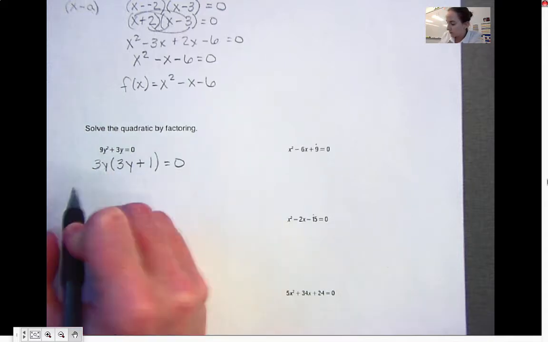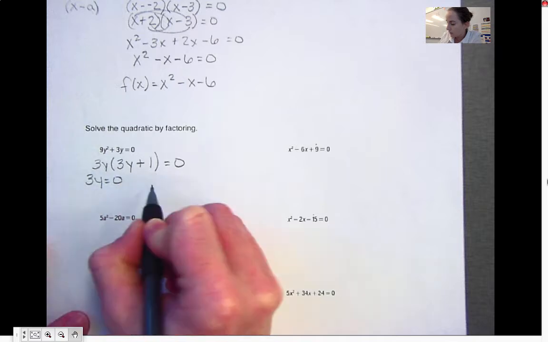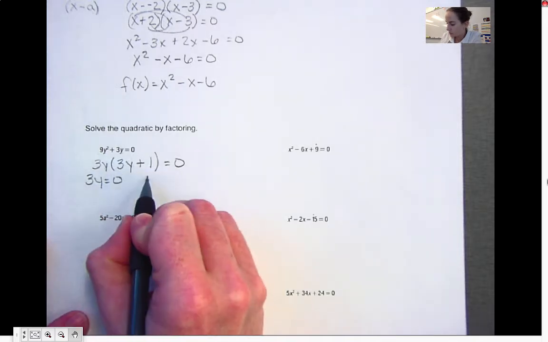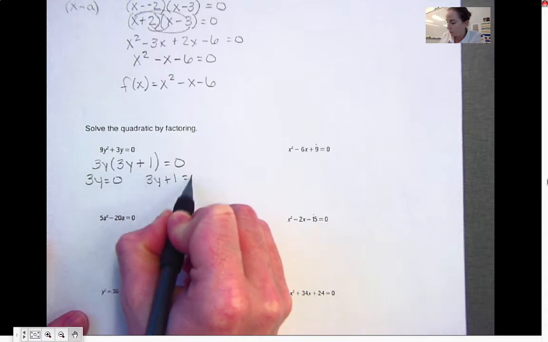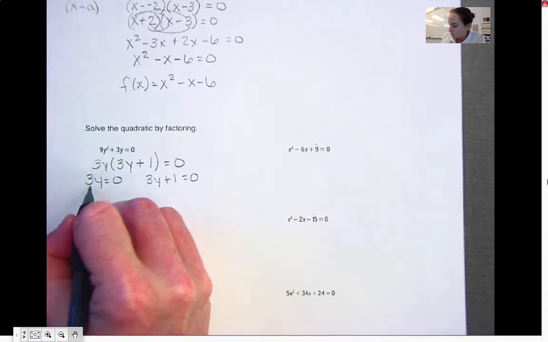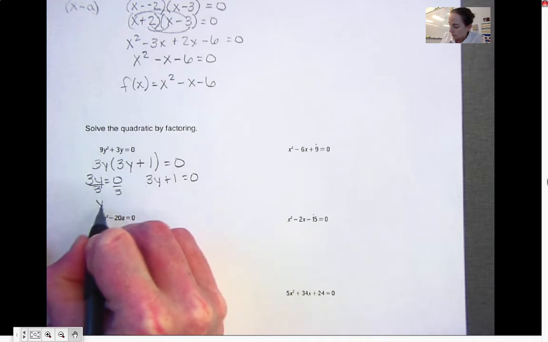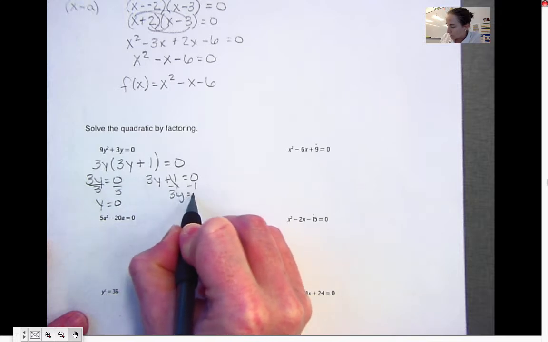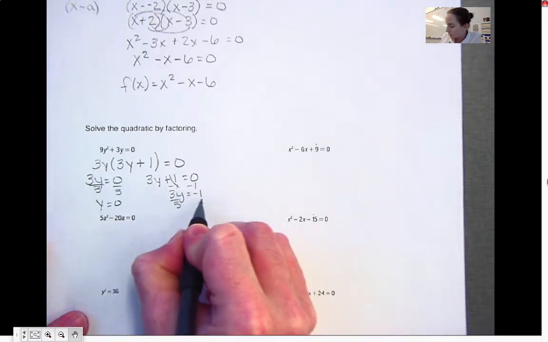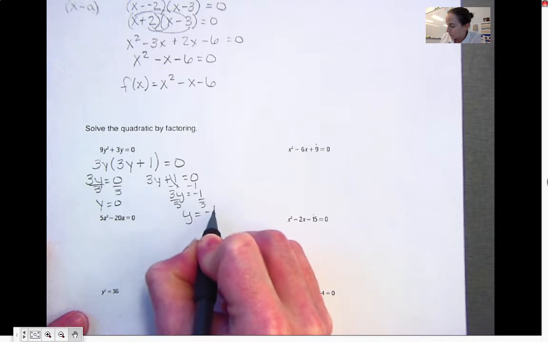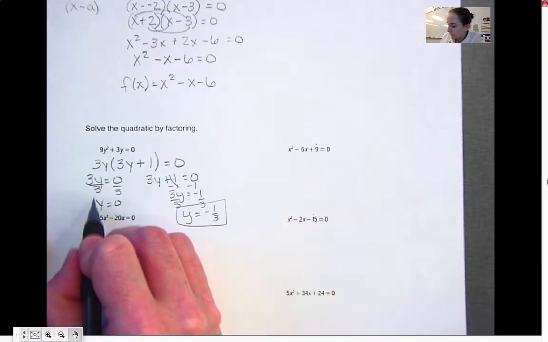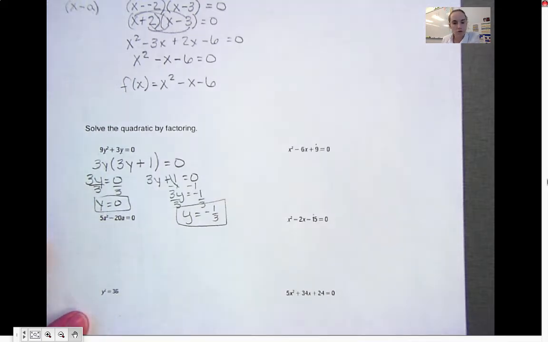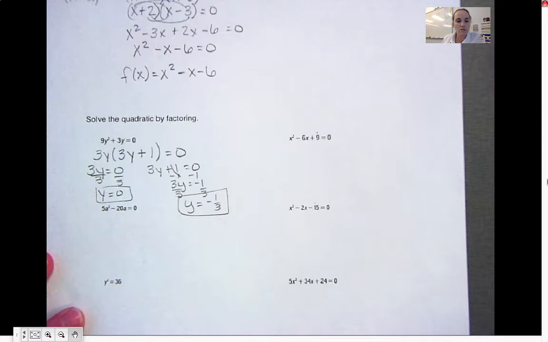Now, anywhere that you have a variable, you need to set that expression equal to 0 and solve. So there's a variable here, so I say 3y equals 0. And there's a variable in here. All of this is together, so I say 3y plus 1 equals 0. Now solve both of these equations. Divide by 3, divide by 3. So here y equals 0. Subtract 1. 3y equals negative 1. Divide by 3, divide by 3. So y equals negative 1/3. These two values are where the quadratic, the parabola, will cross the x-axis. Okay? All right, these are the solutions, and we solve by factoring.